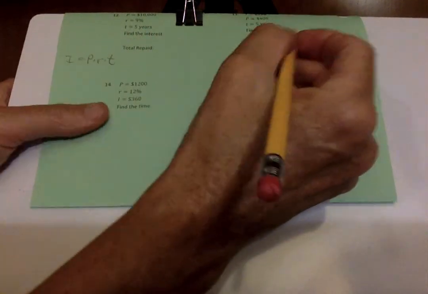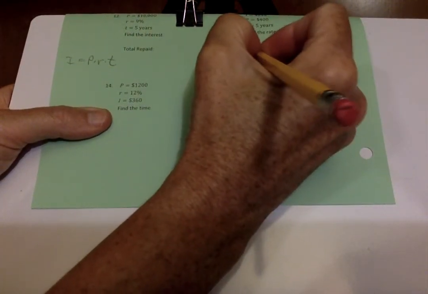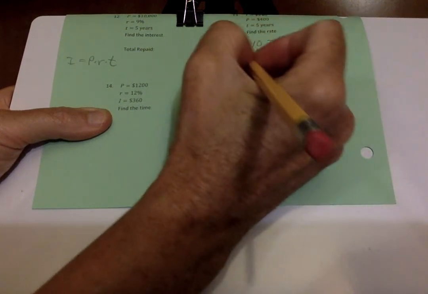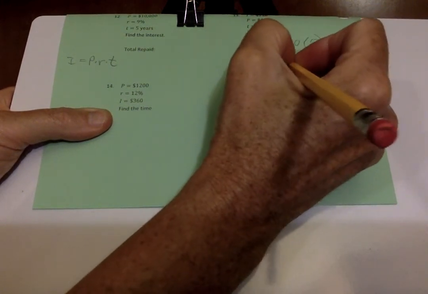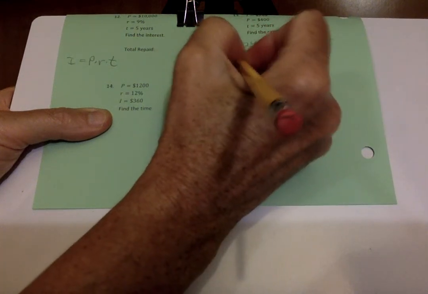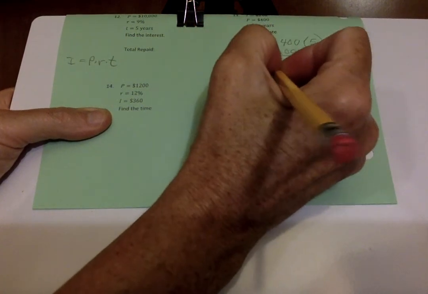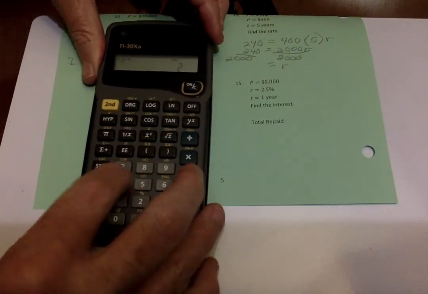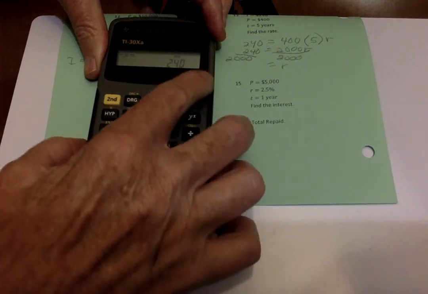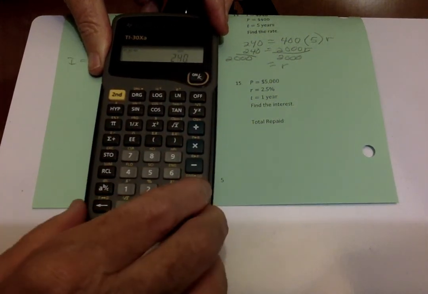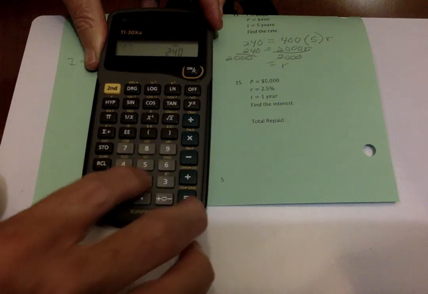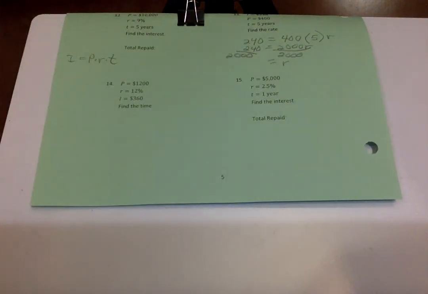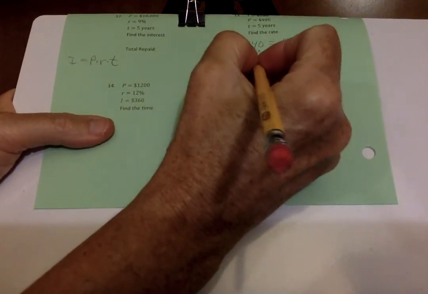All right. So we go 240 equals, and you must show work here. 5 times 4 is 20. So 2,000 R. Then if I'm solving for R, I need to divide by 2,000. So R equals, handy dandy calculator, 240 divided by 2,000. And I get 0.12. So the rate is 0.12.